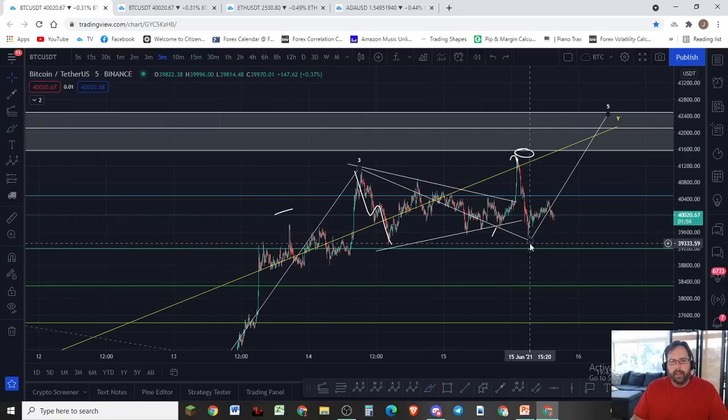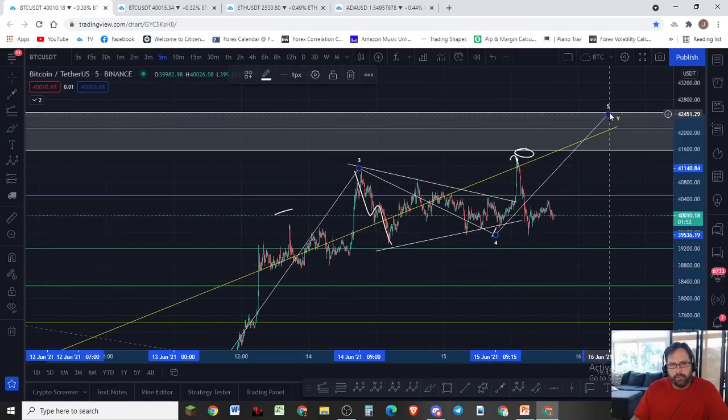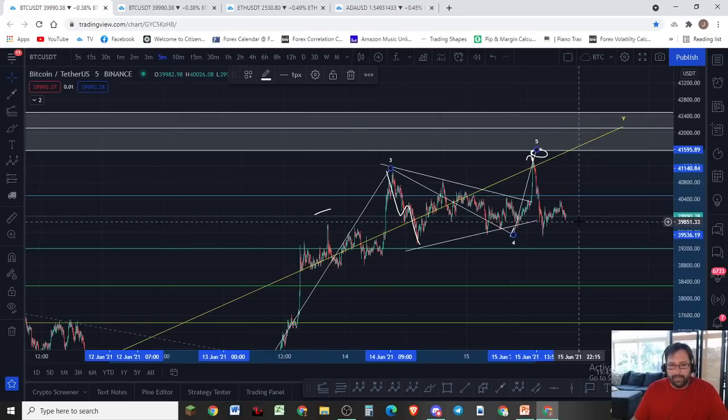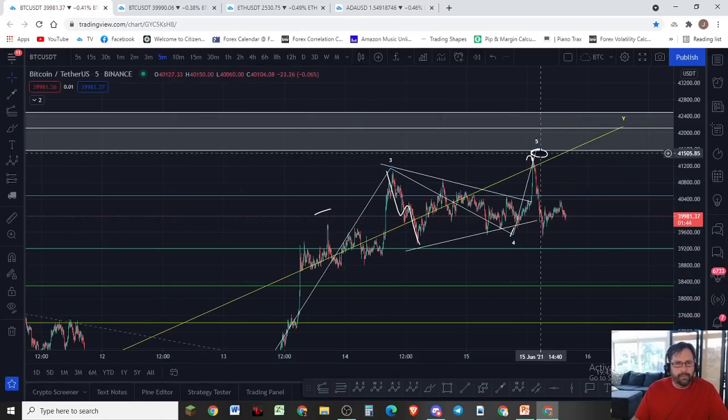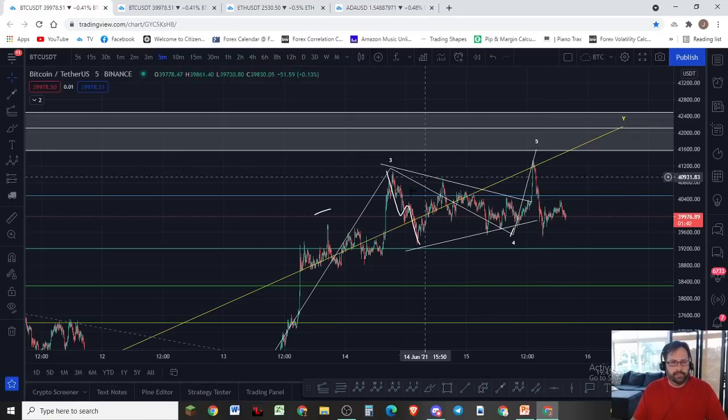So that's what we're looking for. Either we have finished this 5-wave move and we go down from here, and it could be a 5-wave move that goes down and breaks the bottom at 28K. That's a possibility. Okay, I'm not saying it's going to happen. I'm not here to tell you it's going to happen. I'm simply showing you a way to interpret these waves from an Elliott wave perspective.